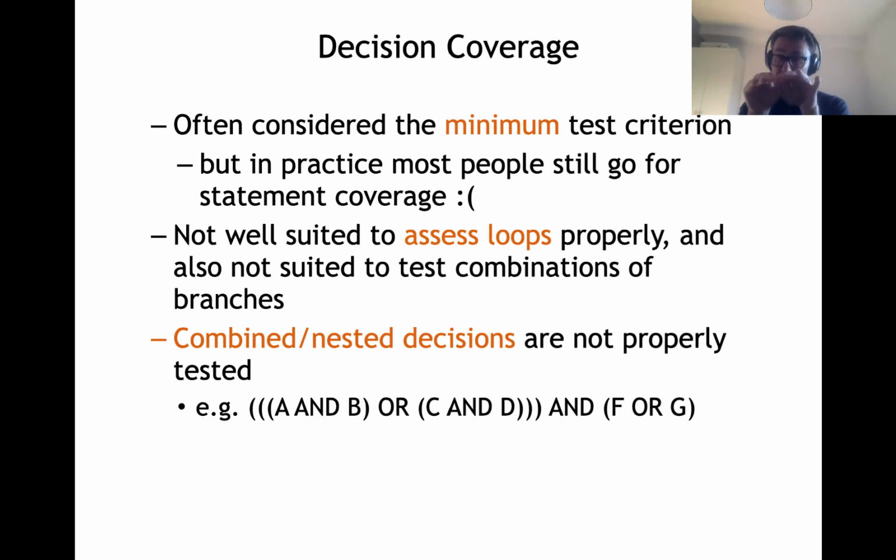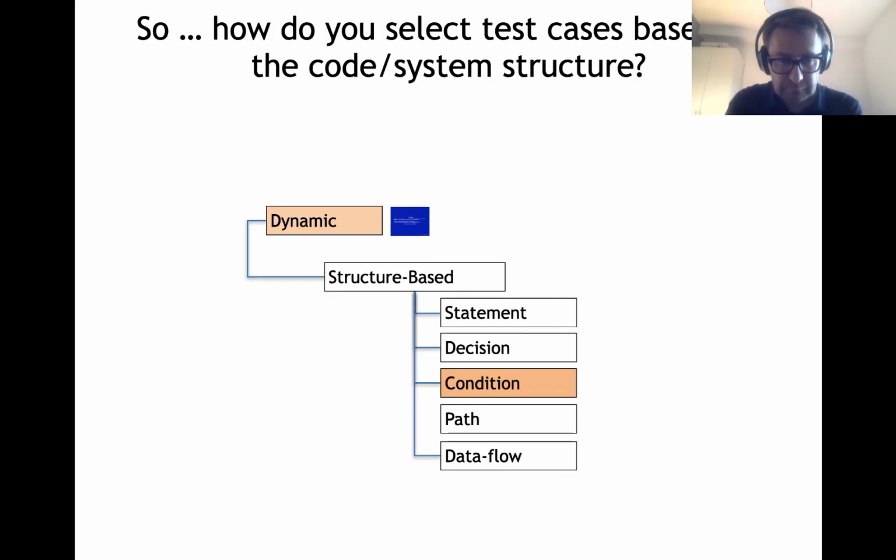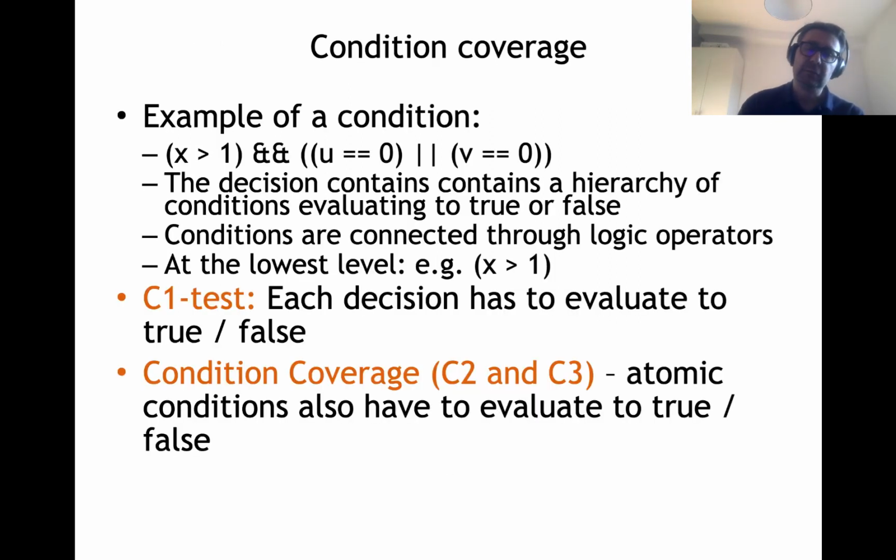So if you have a very complex condition in an if statement, you only look at the whole thing being true once and false once, right? You don't look at the individual parts. And if we have put individual parts in this decision, they are probably important, so we need to test them. But this type of coverage doesn't help with that, so that's why there are even better ones. And they are called condition coverages. So we build up from statement to decision to condition. So condition coverage, now we go in detail and look at the decisions.